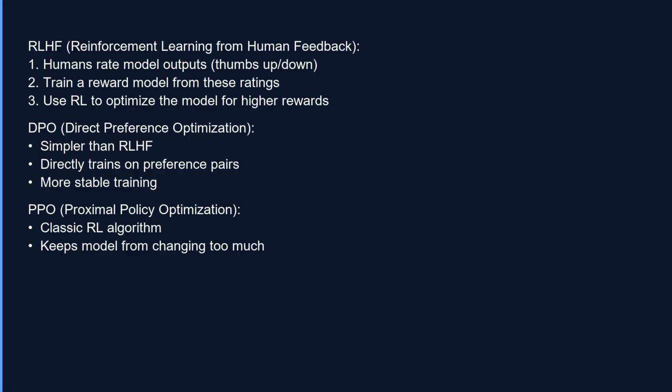Direct preference optimization, or DPO, is simpler than RLHF and directly trains on preference pairs, with more stable training. PPO, proximal policy optimization, is a classic RL algorithm that keeps the model from changing too much.